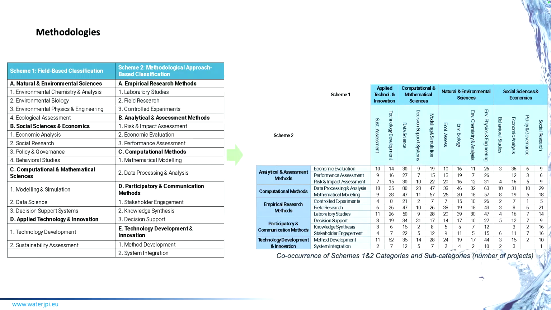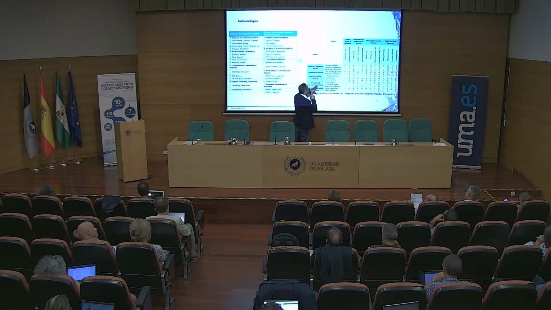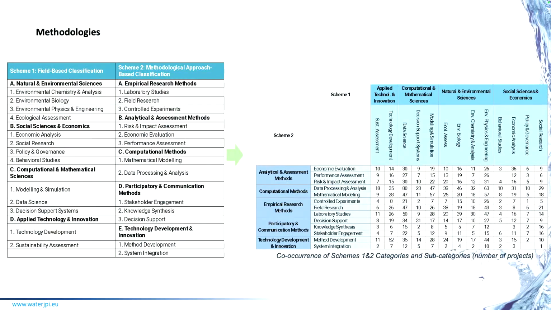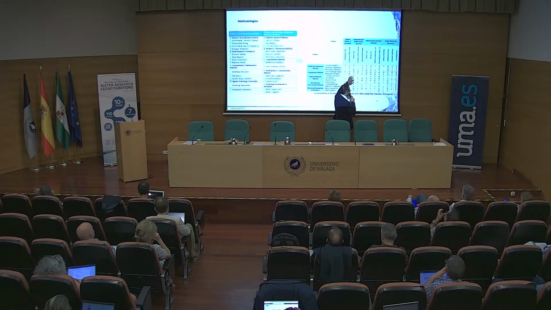The second analysis was done in terms of field-based classification and methodological approach-based classification. So, as you can see here, in terms of field-based, we have the 5 fields with the sub-fields. In terms of methodological, we have lab, field research, controlled experiments, and so on. And by comparing scheme 1 and scheme 2, we can see the number of projects that have delivered this kind of results in the specific area. So this kind of assessment is also giving an idea of the approach that was finally used by researchers in Water JPI. And well, after this, a deeper assessment on the TRL, LRL, ORL, or SRL that was coming out of these numbers will be very interesting.